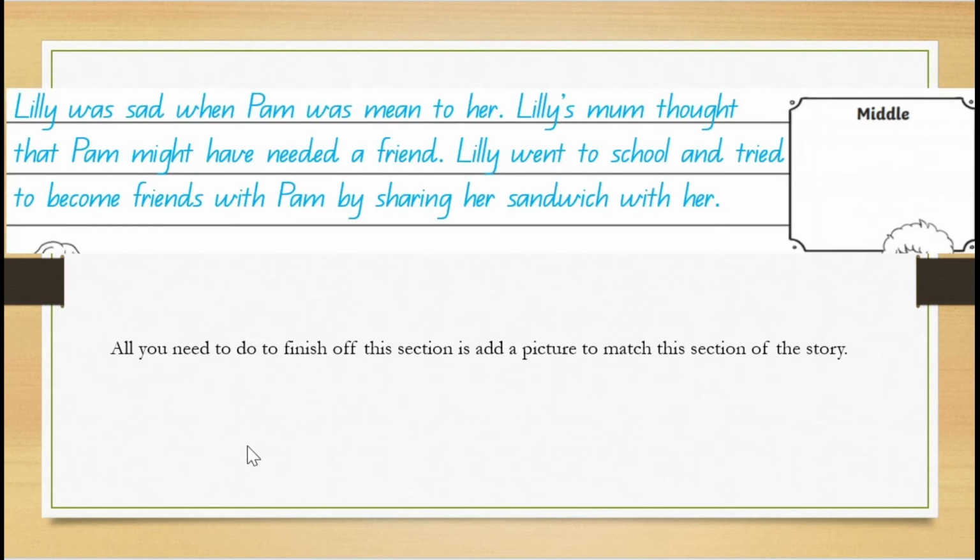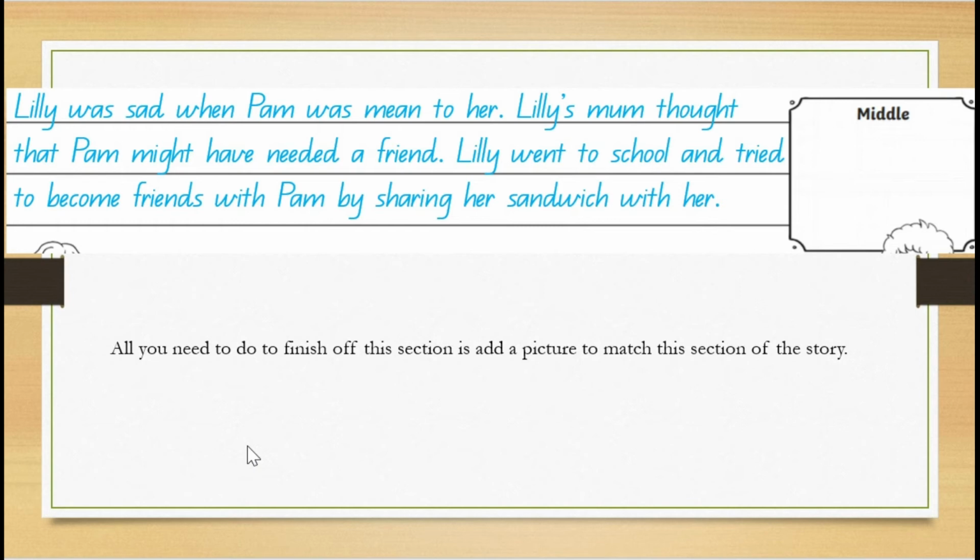Okay, this is my example. Lily was sad when Pam was mean to her. Lily's mum thought that Pam might have needed a friend. Lily went to school and tried to become friends with Pam by sharing her sandwich with her. What I've put there is the middle part of our story. It includes where that big problem is. Obviously there were some little problems at the start of the story, like Pam being mean. But when Pam was taking Lily's lunch and hitting her, that's when our big problem arose.